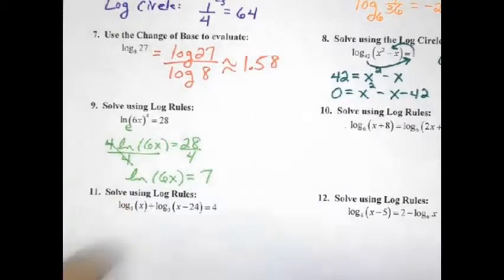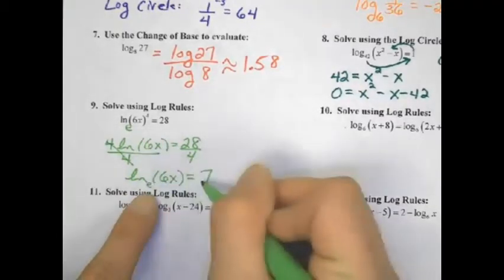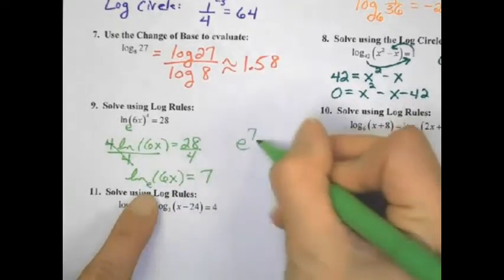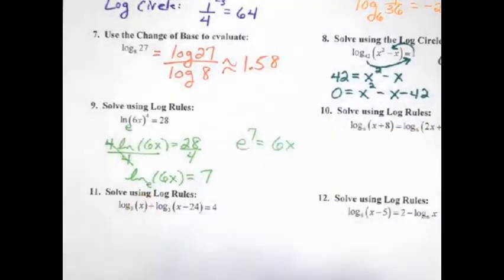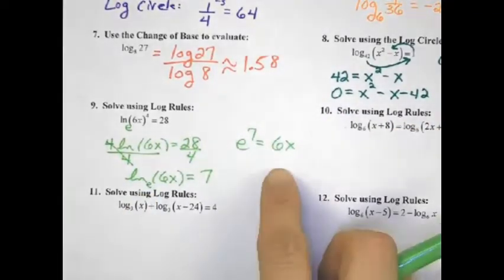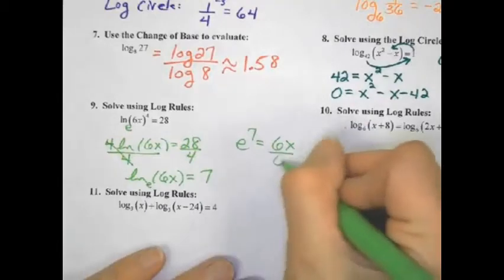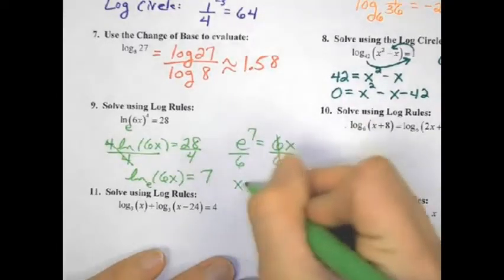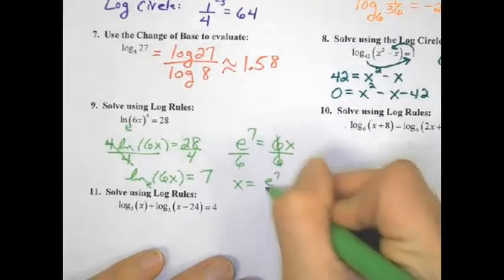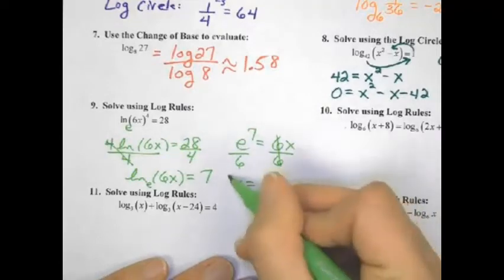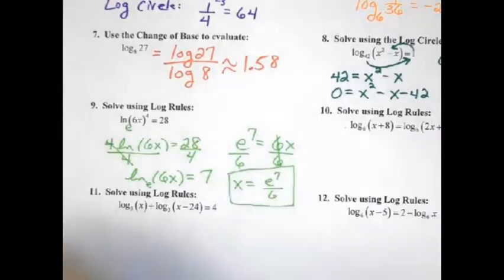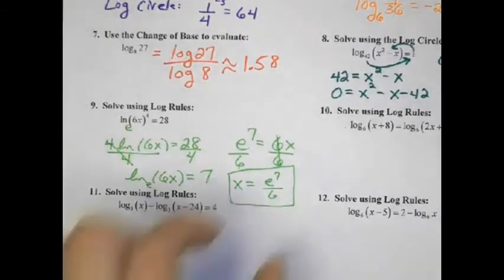So natural log of 6x equals 7. And now do the log circle. e to the power of 7 equals 6x. I'm trying to solve for x, so the only thing left to do is divide both sides by 6. So x is e to the 7th divided by 6. We'll just leave it like that. It's exact. If you're curious about the decimals, you could type it in, but that's the perfect answer.